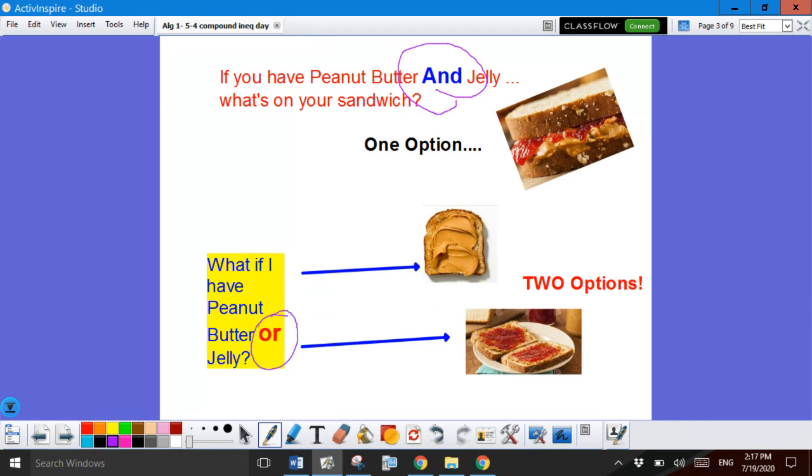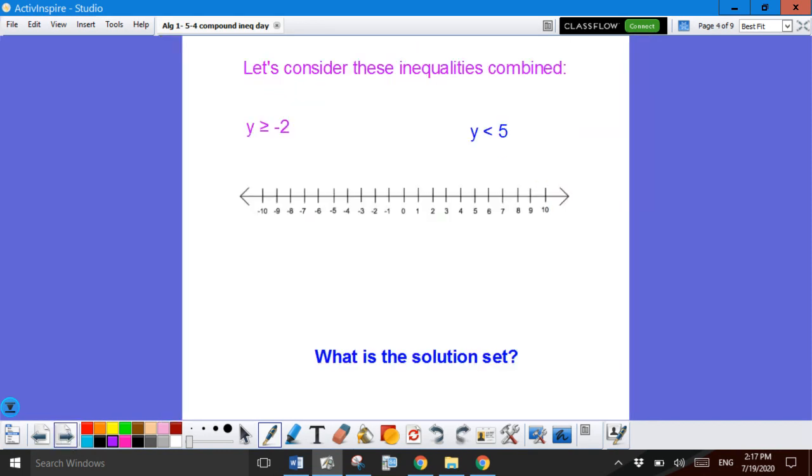So in one hand, I have my bread and my peanut butter. And if I bite that, I'm only going to get peanut butter. And in the other hand, I have my bread and my jelly. And so if I bite that, I'm only going to get jelly. I'm never going to get both of them. So when I have an and, I get peanut butter and jelly. And if I have an or, I get peanut butter or jelly. I cannot have both. I can only have one. So this is kind of the thought process around compound inequalities.